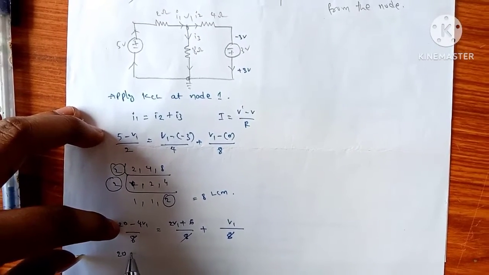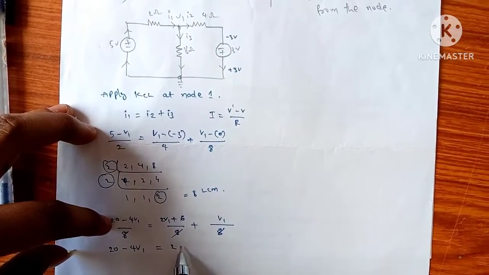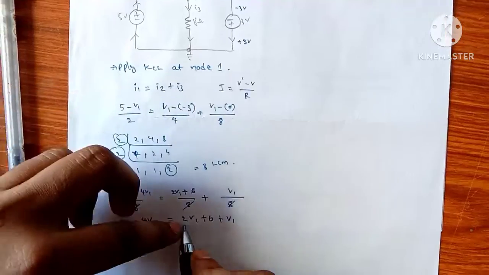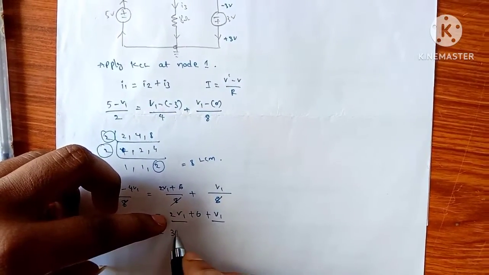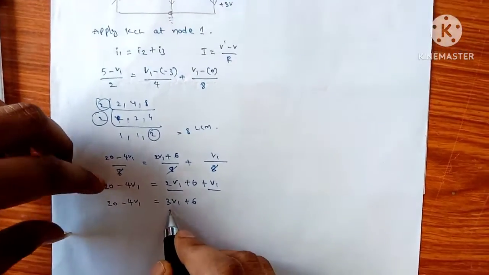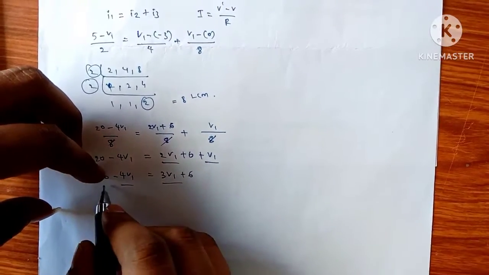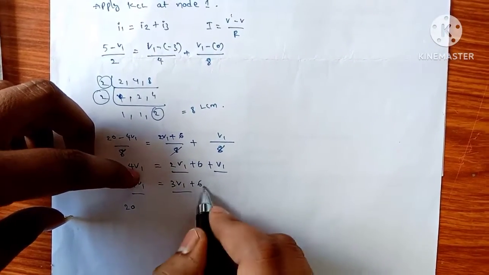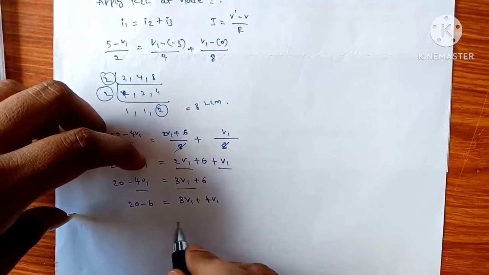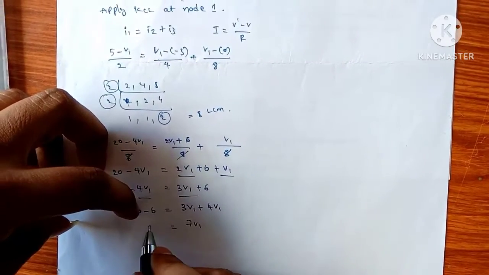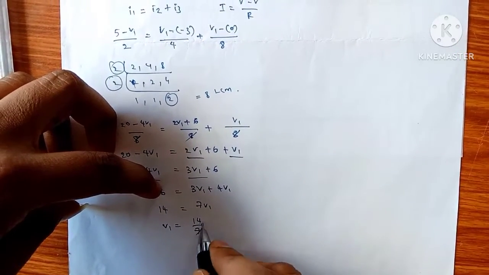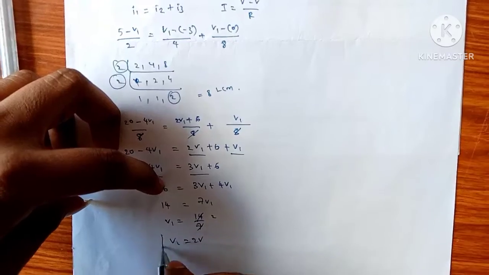So we are left with 20 minus 4V1, which equals 2V1 plus 6 plus V1, which equals 3V1 plus 6. Taking V to one side and constants to the other side: 20 minus 6 equals 3V1 plus 4V1, which equals 7V1 equals 14. So V1 equals 14 by 7, which equals 2. So V1 equals 2 volts.